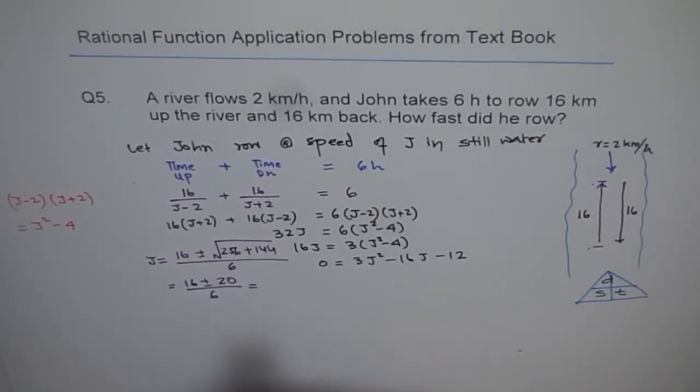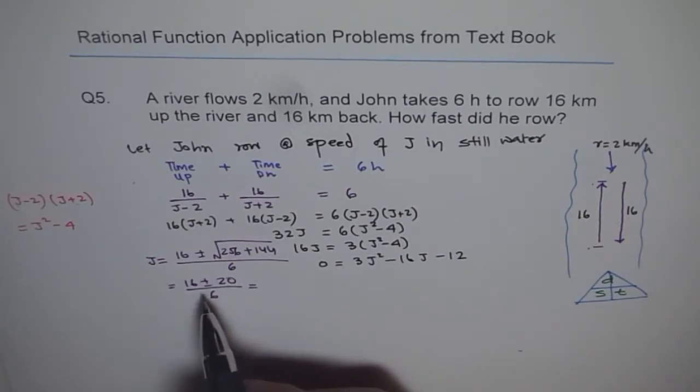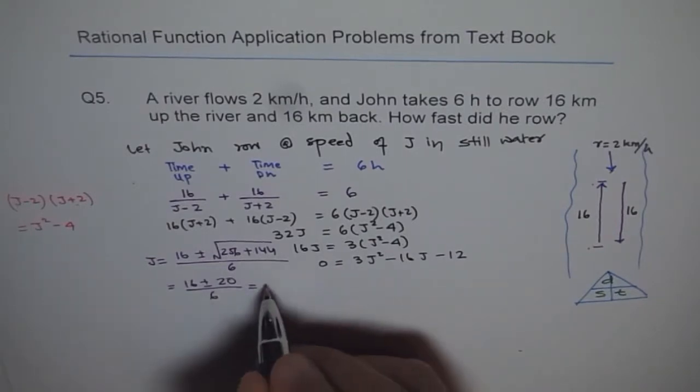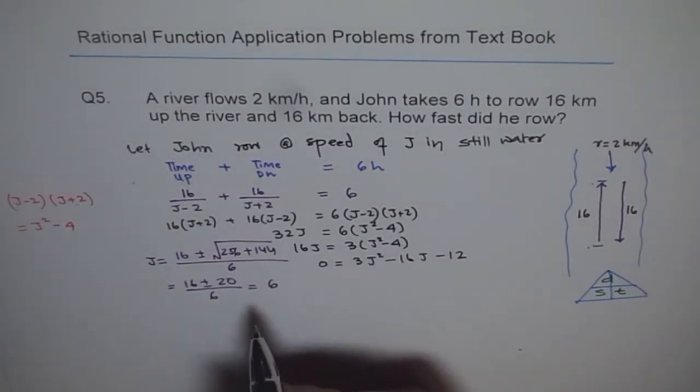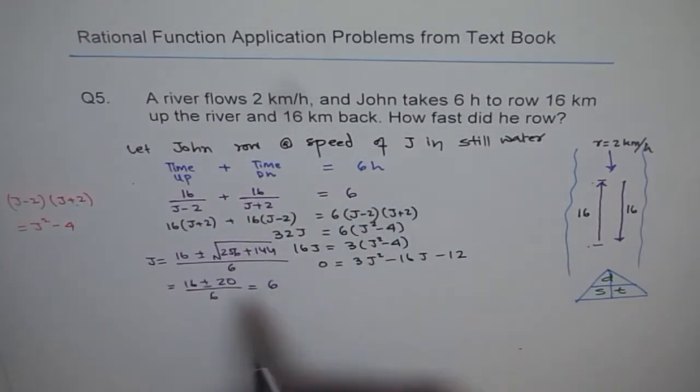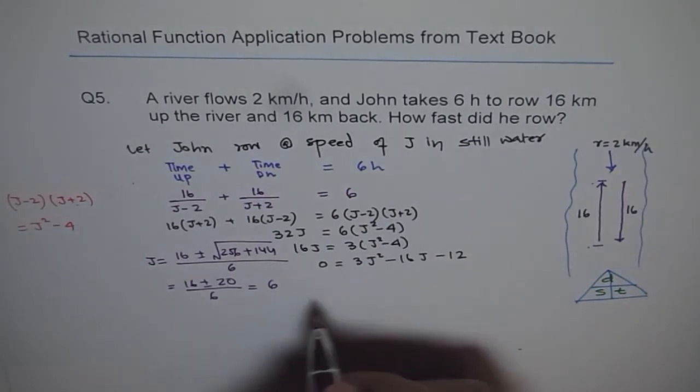We cannot take negative because the speed has to be positive. So it is 20 plus 16 divided by 6. We get 20 plus 16, which is 36, divided by 6 is 6. So we get 6 as our answer. John's rowing speed in still water is 6 kilometers per hour.